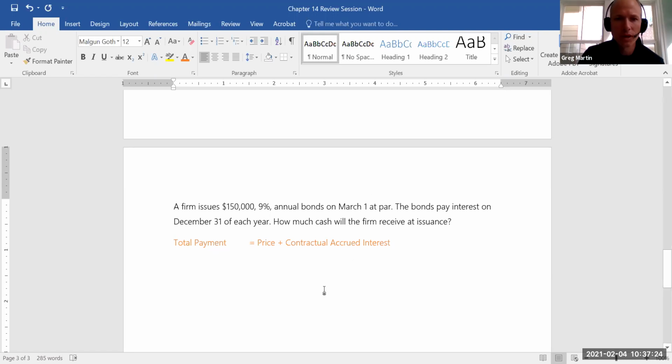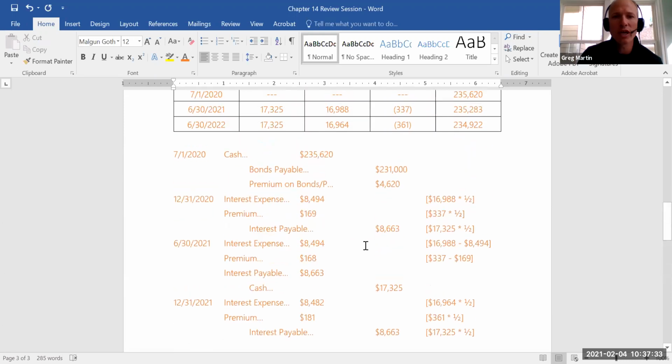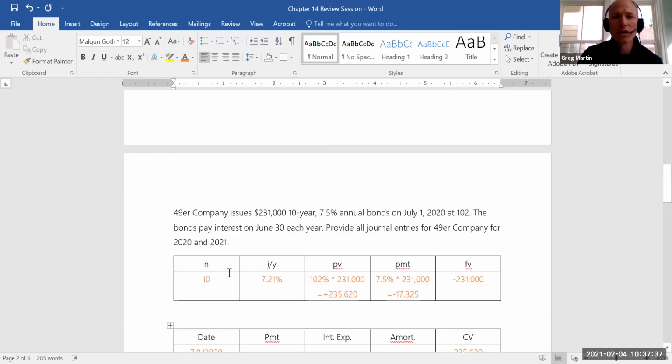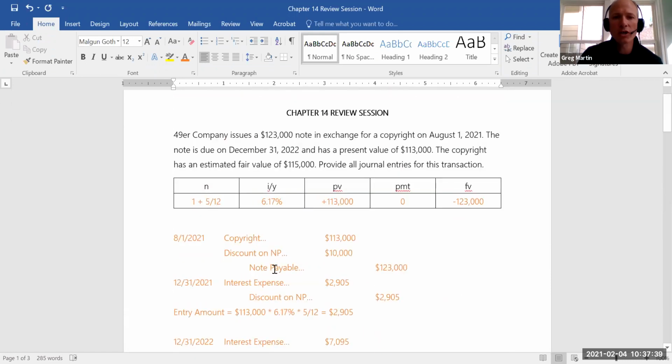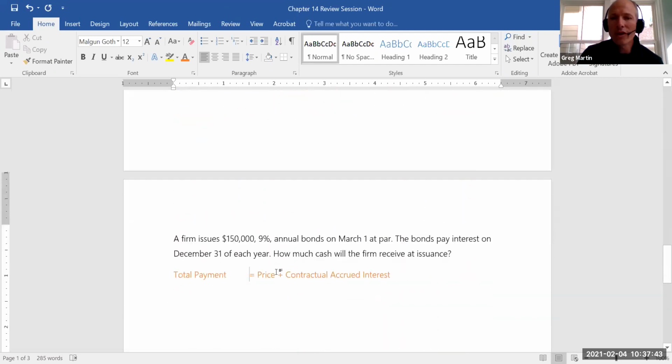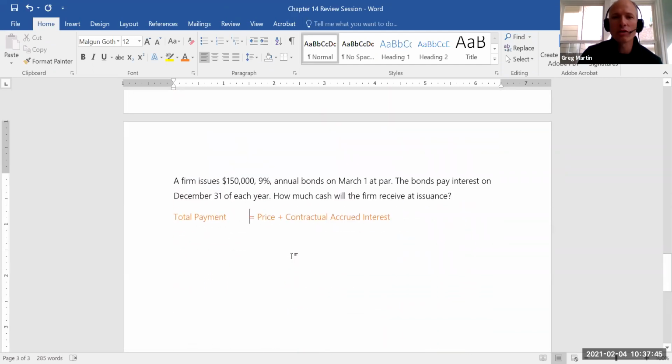Good question. But anytime there's a transaction, the total payment equals the price plus the contractual accrued interest. Now, in these previous two examples, there was no contractually accrued interest, so the only thing we had to worry about was the price. That was it. But on this problem, we do have an issue.